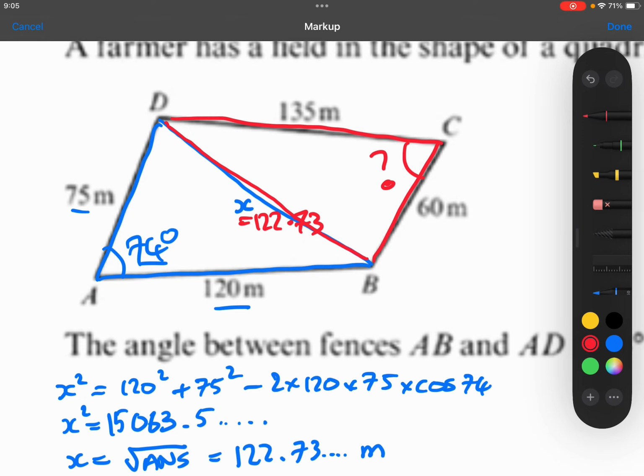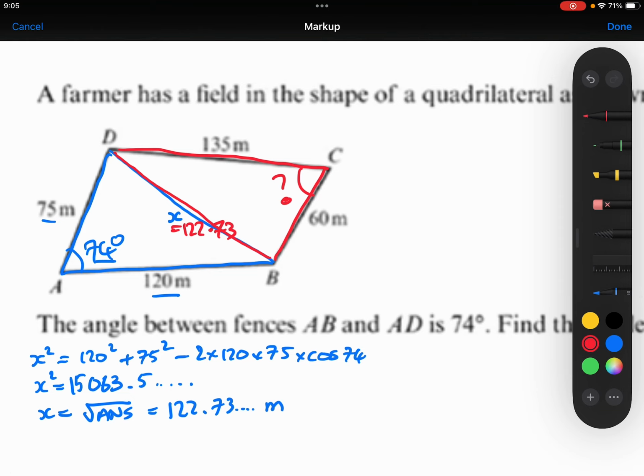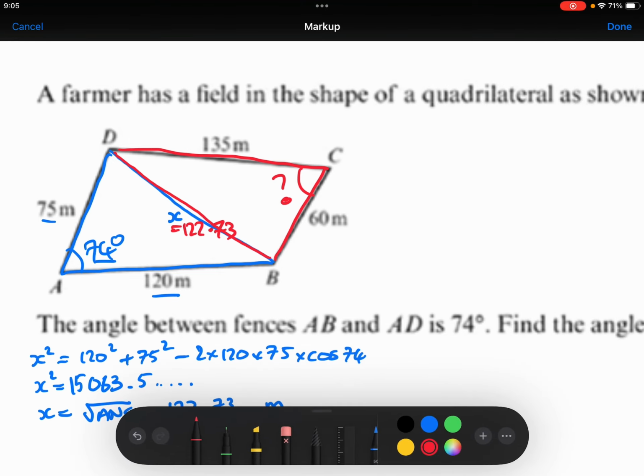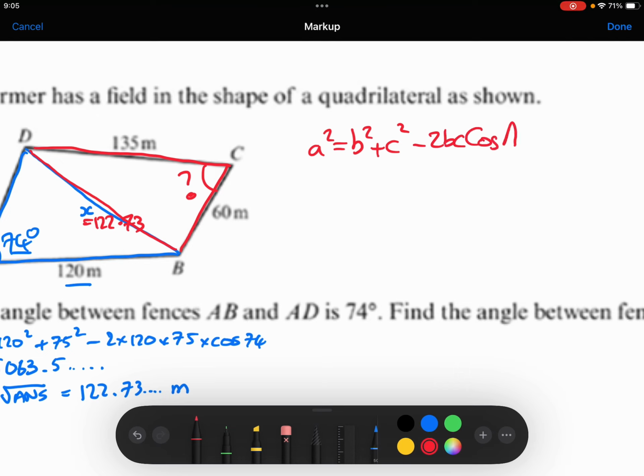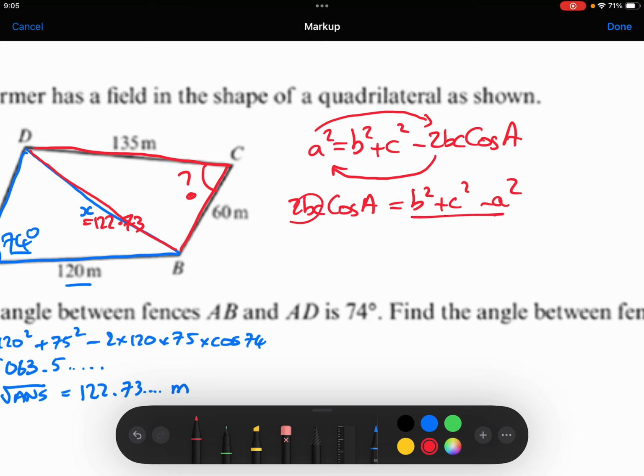I'm now going to use the cosine rule with this red triangle to work out that missing angle. So the rearranged version of the cosine rule, when we want to work out the missing angle, let me just remind you of what that is. I'm going to add 2bc cos A to both sides and subtract the a squared from both sides. And then I'm going to divide both sides by 2bc.